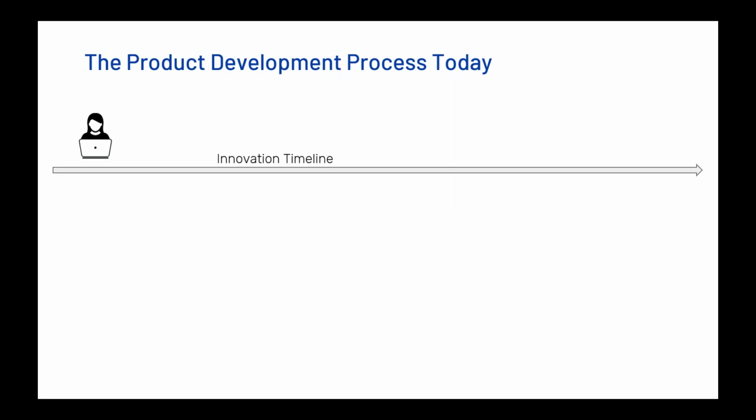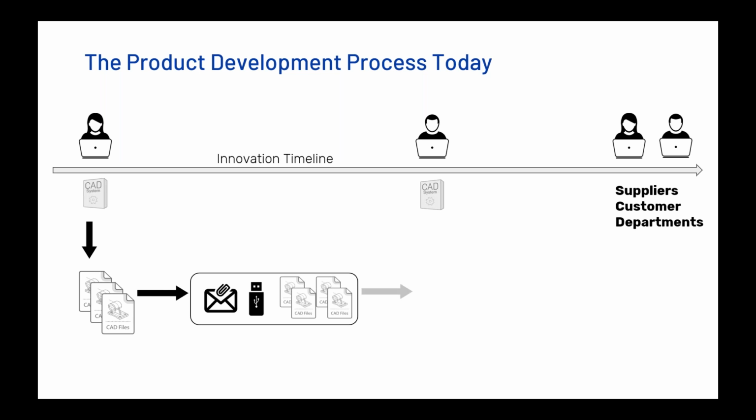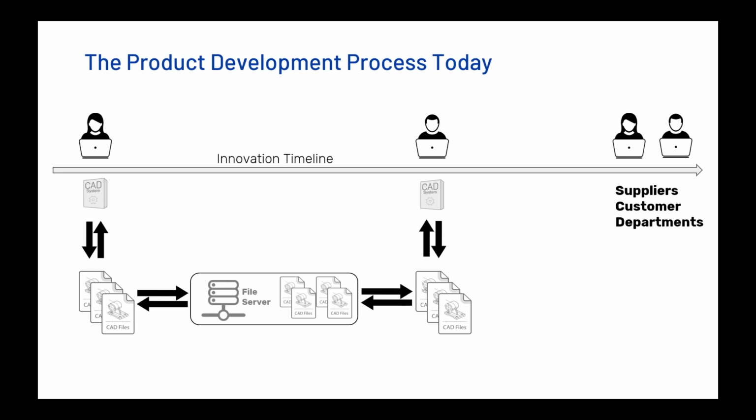If we think about the innovation timeline of product development, we have a user that's creating data on a CAD system. They create many CAD files. They send that data to their suppliers and other departments. They create email copies or thumbnail copies, and still more copies, and somebody else takes that data and makes changes to it, and then sends it off again. And we just really are creating more and more copies of data.